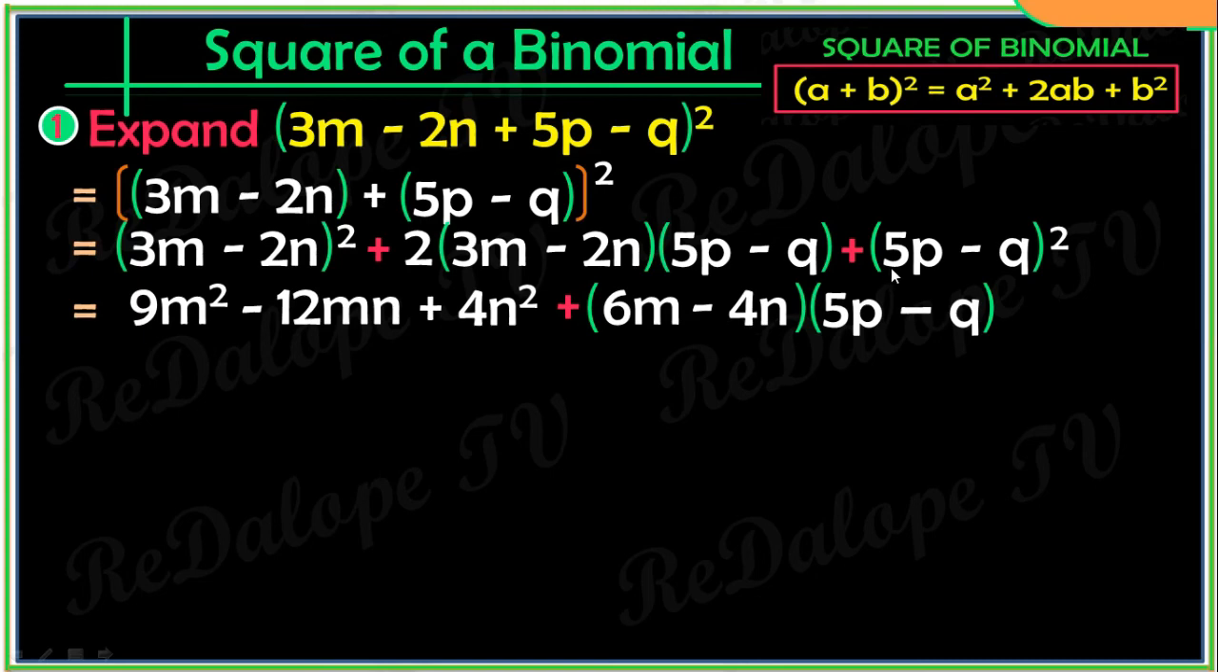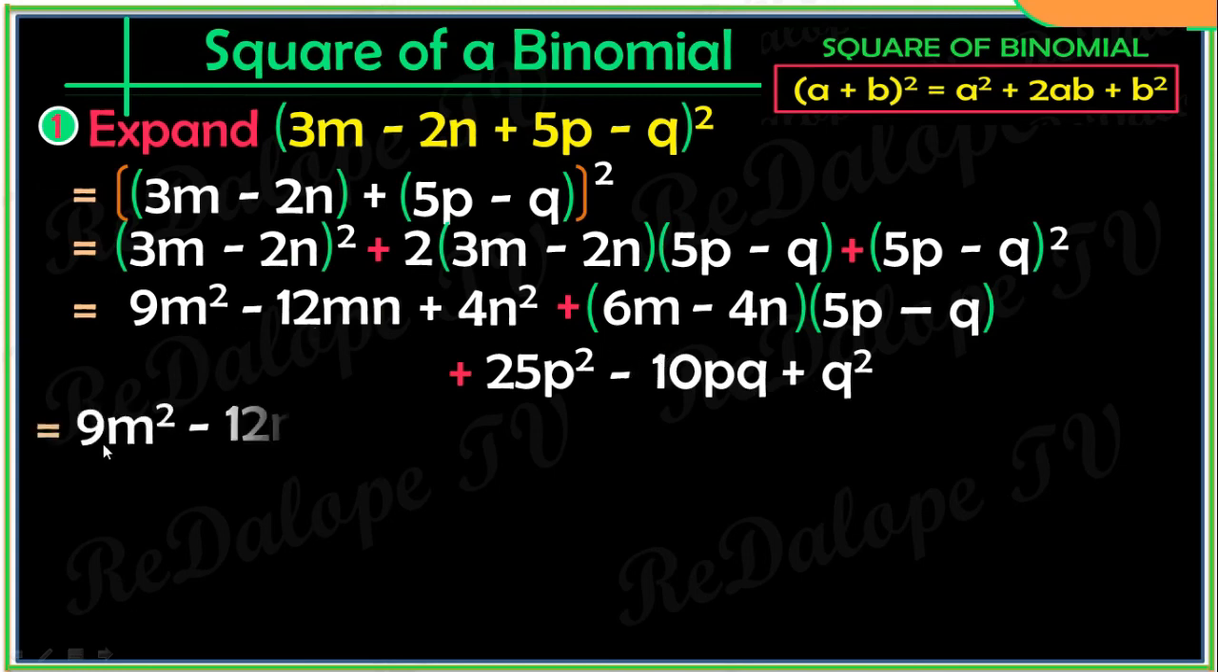And then the last term appears as the square of a binomial. So we need to square 5p, and that is 25p square. And q times q is positive q square. And then to obtain the middle term here, we will multiply 5p by q, that becomes 5pq, times 2, so that is negative 10pq. So we have the negative here. Then retain the first three terms here. So we have 9m square minus 12mn plus 4n square.